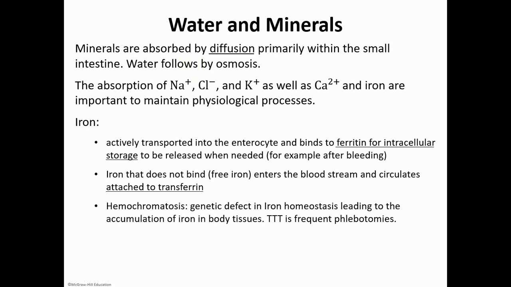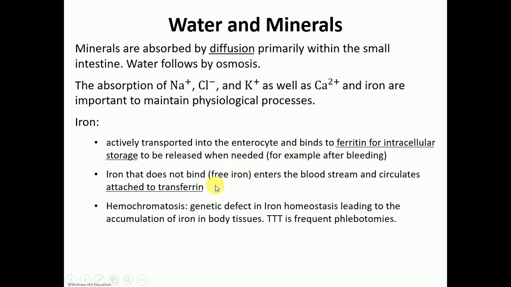So we're going to take iron as an example. What happens to iron after we absorb it? Iron will get into your intestinal cell, or the enterocyte, and it can be stored there. It'll bind to a protein known as ferritin, okay, and it'll be stored inside of the intestinal cell in case we need it in the future. So let's say somebody is bleeding and they need iron to make new RBCs. They can get that iron from the intestinal cells, again, from that storage.